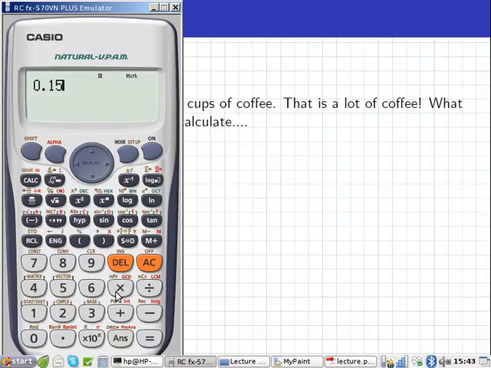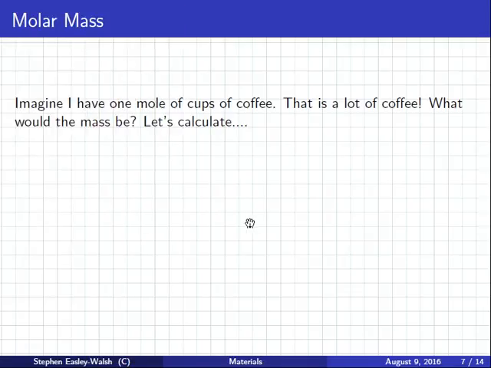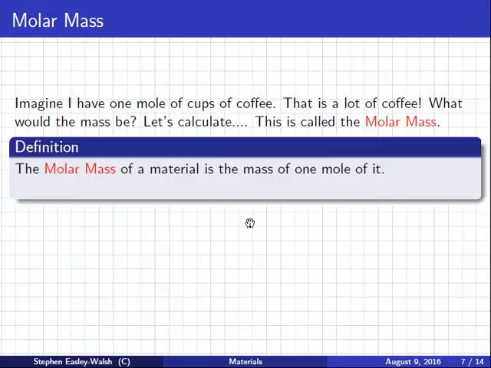0.15 times 6.02 times 10 to the 23. That's 9 times 10 to the 22 kilograms of coffee. A lot. This is called the molar mass of coffee. That is, the molar mass of a material is the mass 1 mole of it would have.